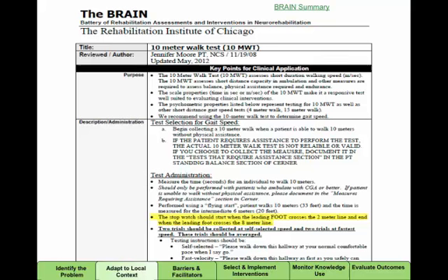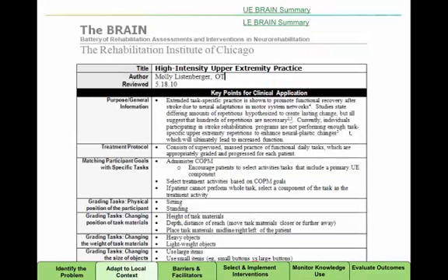It's very similar to what you would see on the Rehabilitation Measures database, but we have also included some very specific RIC information about when the test should be administered, our standard administration of the test, and so forth. Here's an example of an intervention summary. These intervention summaries also have some RIC specific information about how we plan to utilize the protocol in practice, in addition to how researchers have utilized the intervention in research projects as well.